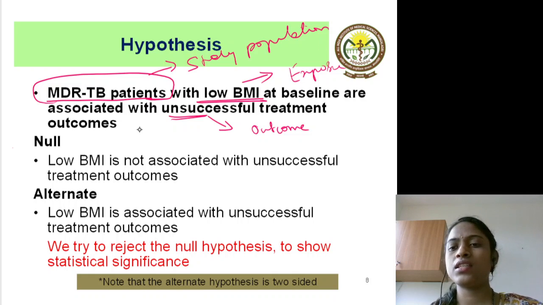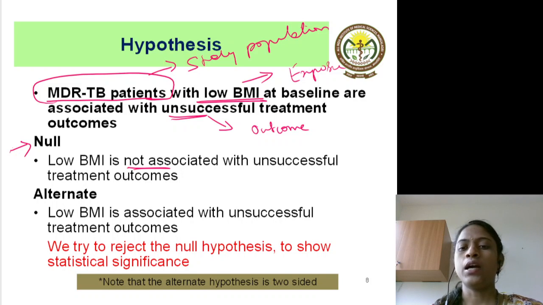In this situation, if we want to give a null hypothesis, the null hypothesis always mentions there is no association. So here the null hypothesis will be: low BMI is not associated with unsuccessful treatment outcomes. So what can be the alternate hypothesis?